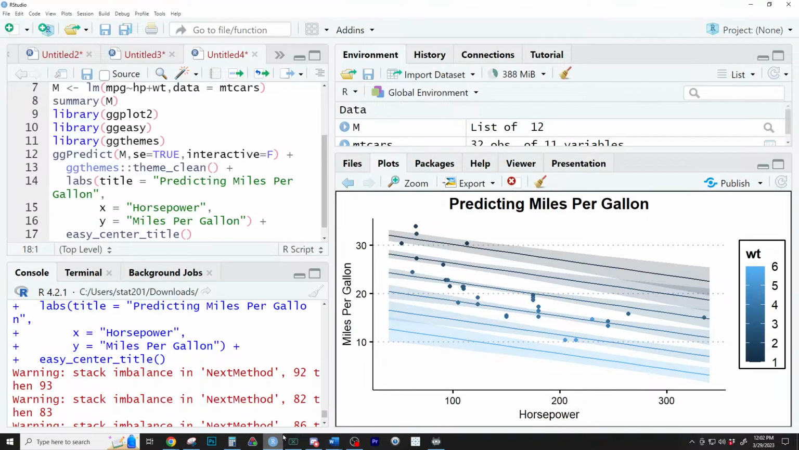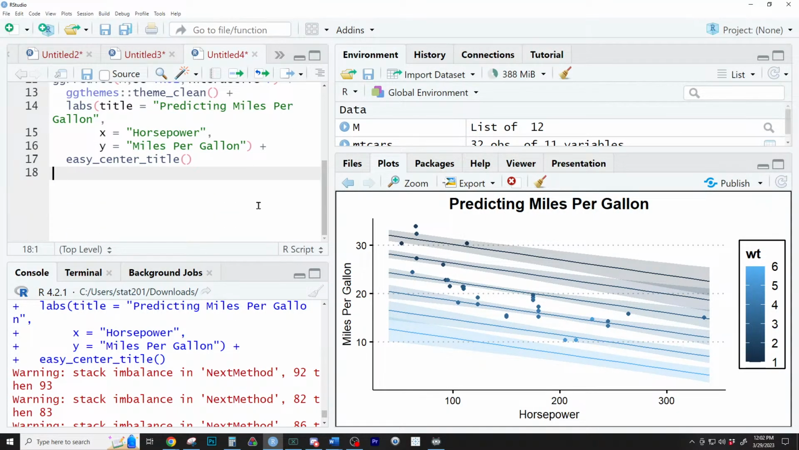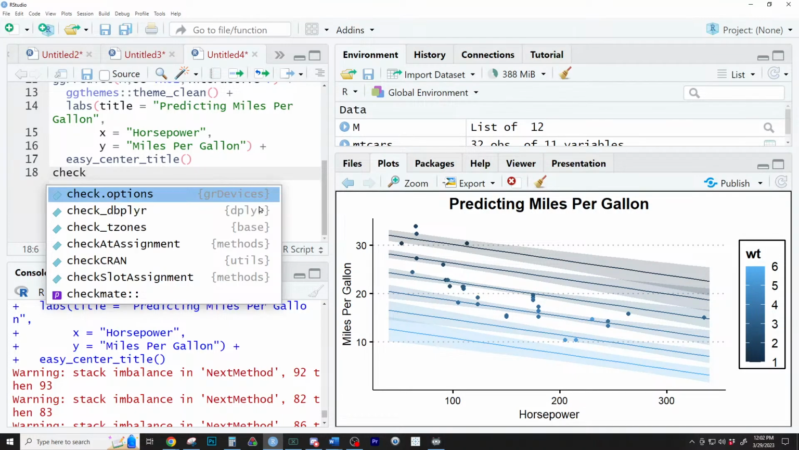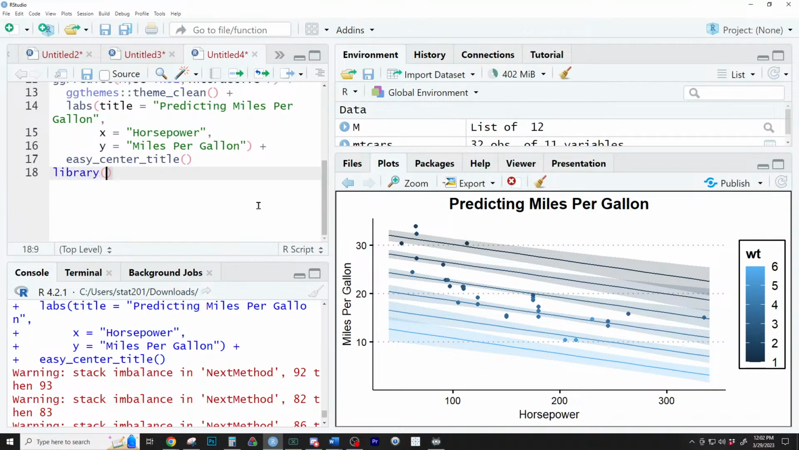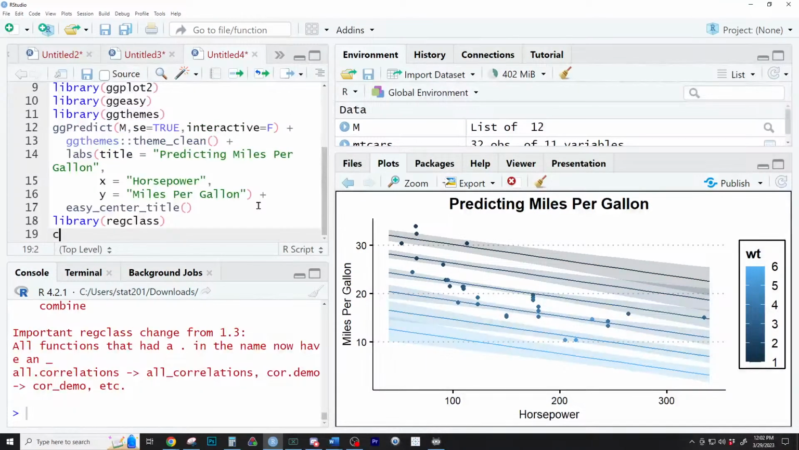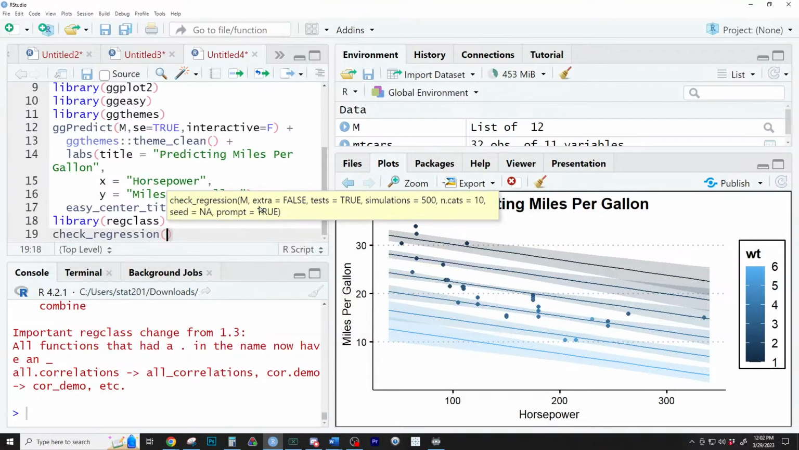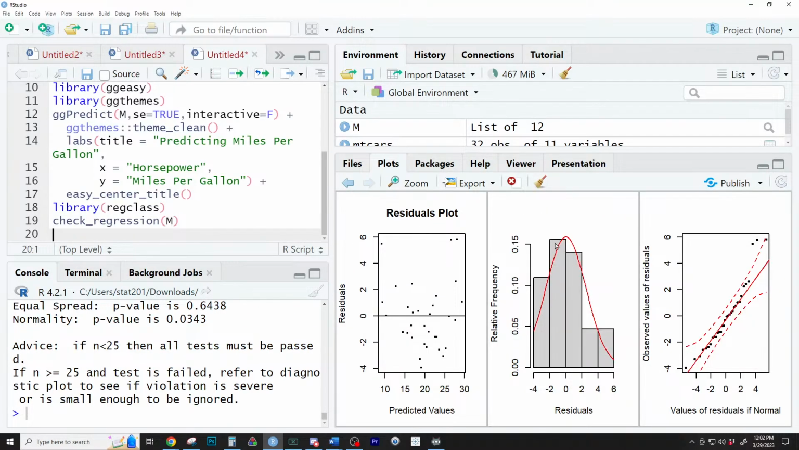So with this, we have our regression right here. But when we do regression, we want to say, is this appropriate? And do remember, we need to pull up right here, library reg class, and check regression on this is in reg class. But remember, we're not going to use these plots. I mean, you can. I'd be careful, though. I want them to look more professional than this.